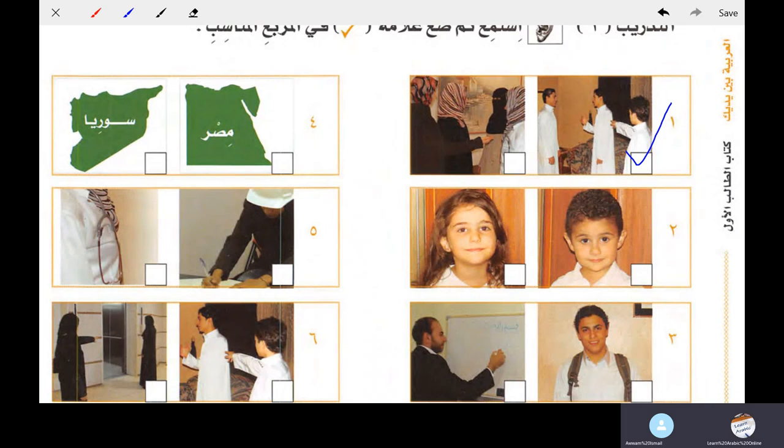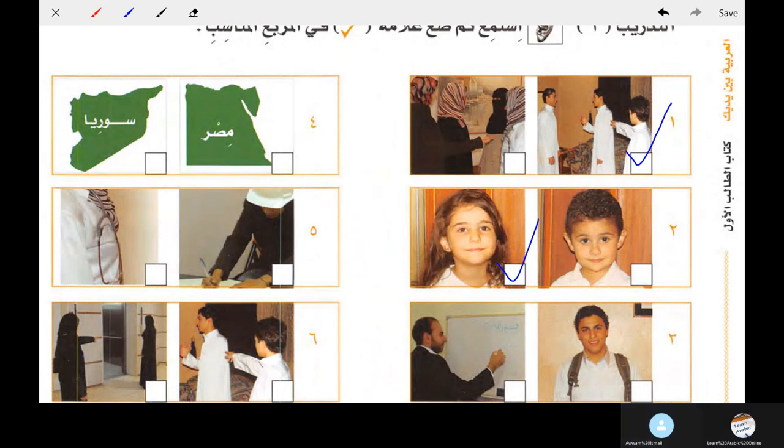As-Suratul Ula is the first picture. As-Suratul Saniya, second picture. Next we have Mudarris.